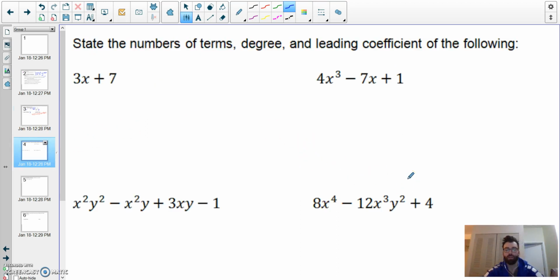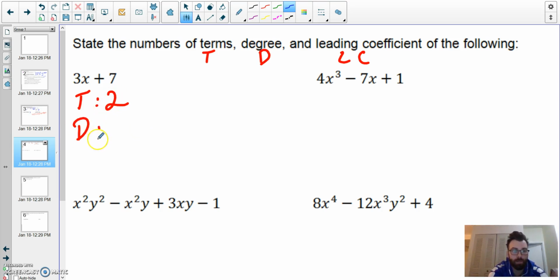Alright, for these next 4, all we want to do is state the number of terms, the degree of each polynomial, and the leading coefficient for that polynomial. So I'm going to use T for terms, D for degree, and LC for leading coefficient. So terms. There are 2 terms separated by addition and subtraction. The degree. Well, the degree here is 1, therefore my degree is 1. Technically, this would be a linear function. Functions with a degree of 1 are considered to be linear. Our leading coefficient in front of the x is 3.